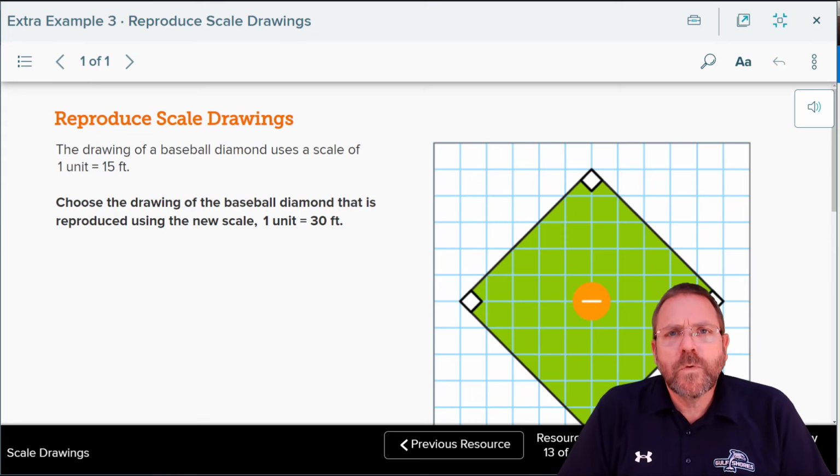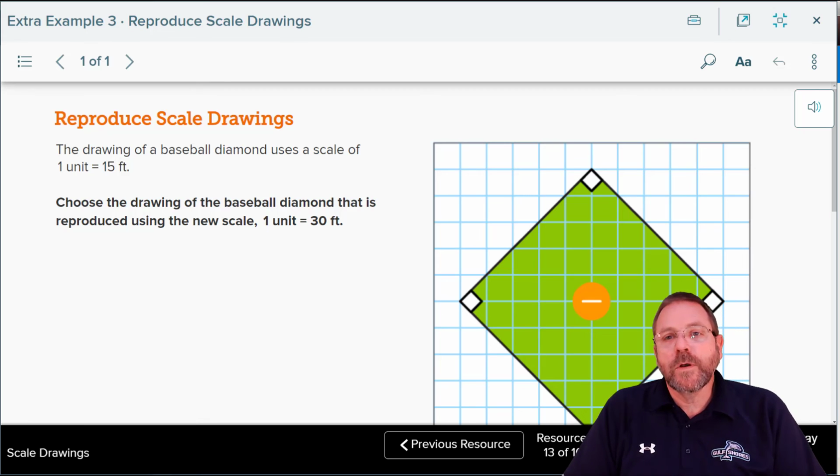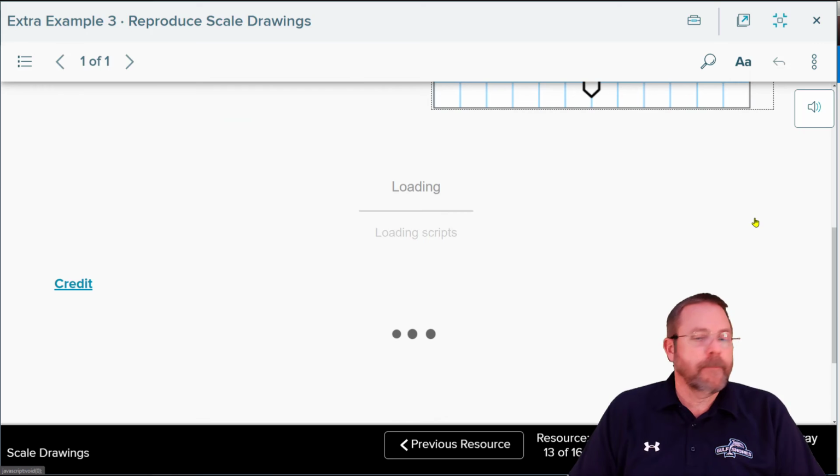And now it's going to be your turn again. We have a drawing of a baseball diamond that uses a scale that says 1 unit is going to be equal to 15 feet. And we want to choose a drawing of the baseball diamond where they reproduce it to where 1 unit is going to be equal to 30 feet. So we're doubling the size of our scale drawing here.